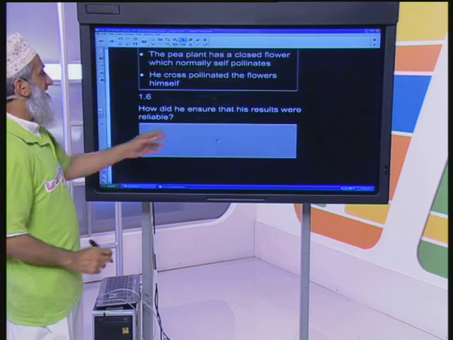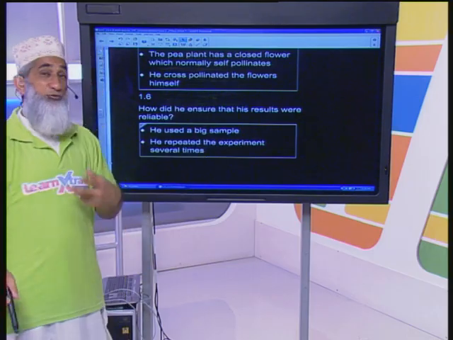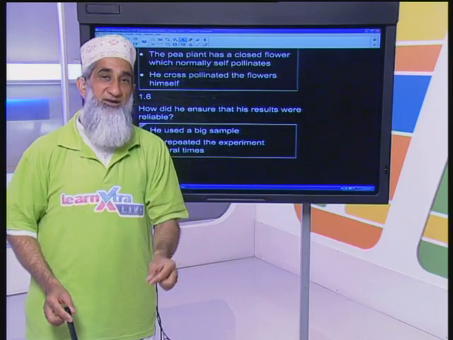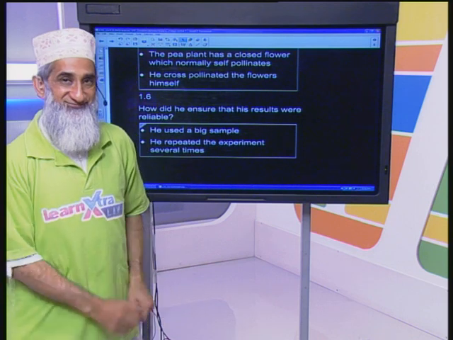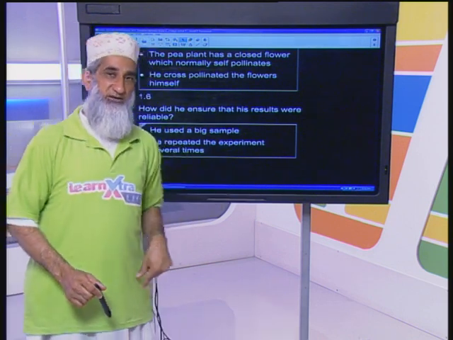How did he ensure that his results were reliable? I asked that just now. It's obvious. He used a big sample. He didn't do one and two plants. He did many plants. And he repeated the experiment several times. Remember, reliability increases with a bigger sample and by repeating the investigation, because reliable means that if anybody else does the experiment, they must get the same result. This is reliability. That means if we repeat, we must get the same result.